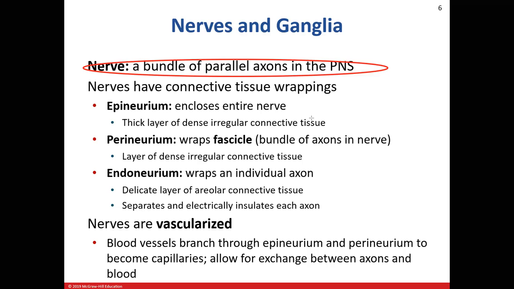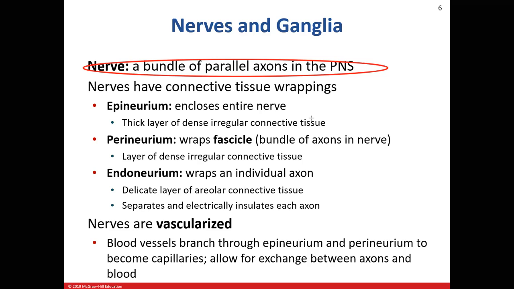The perineurium wraps the fascicle, which again is very similar to what we have with the perimysium. The perineurium wraps the fascicle, which is a bundle of axons within a nerve. And so think of the axons as part of the cell. So it's basically wrapping individual collections of these cells together the same way that we see with muscle tissue. And the perineurium is a layer of dense, irregular connective tissue.